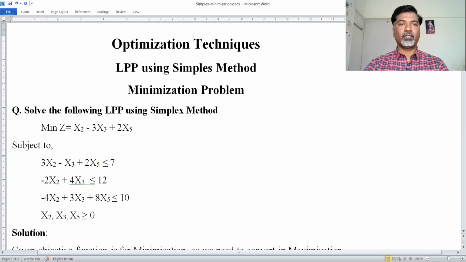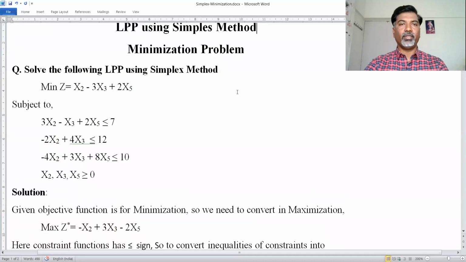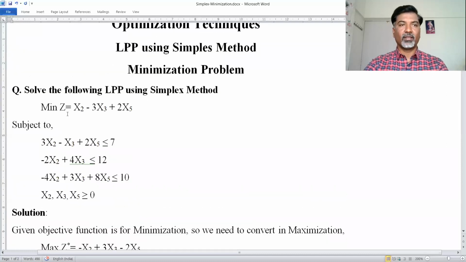Here the example is: solve the following LPP using the simplex method. Min z = x2 - 3x3 + 2x5 subject to 3x2 - x3 + 2x5 <= 7, -2x2 + 4x3 <= 12, -4x2 + 3x3 + 8x5 <= 10, and x2, x3, x5 >= 0.